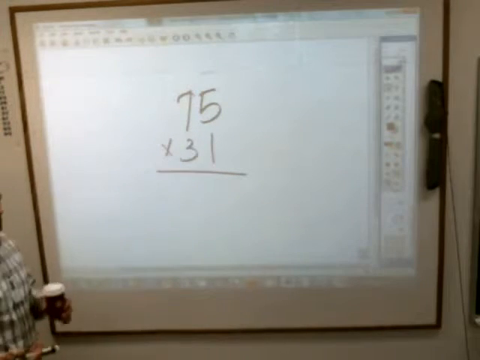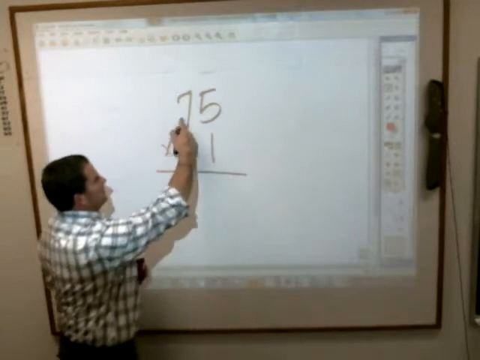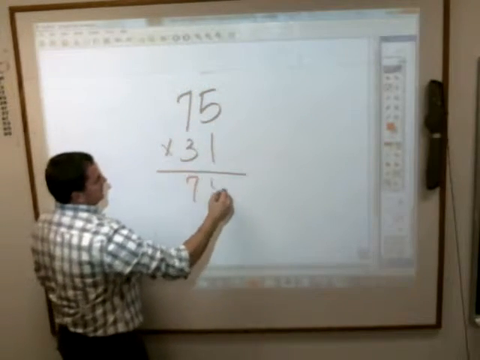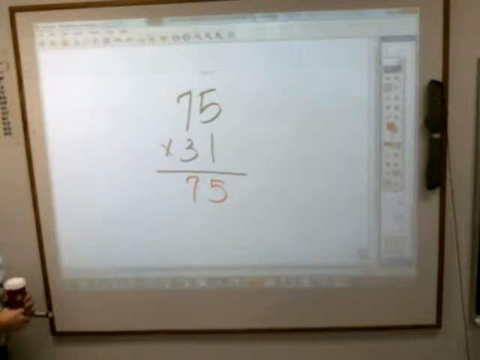Okay, so the first thing I do is multiply by which digit? The 1. And what is 1 times 75? Now you end up with this. 1 times 5 is 5, 1 times 7 is 7. And here is the big issue here.